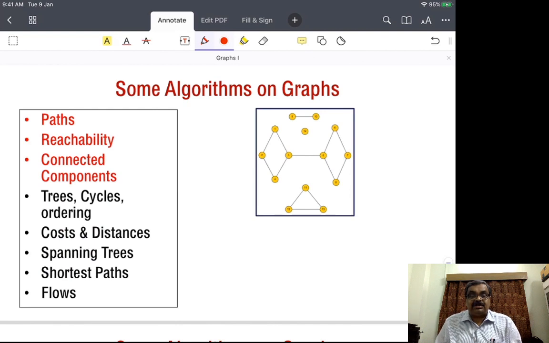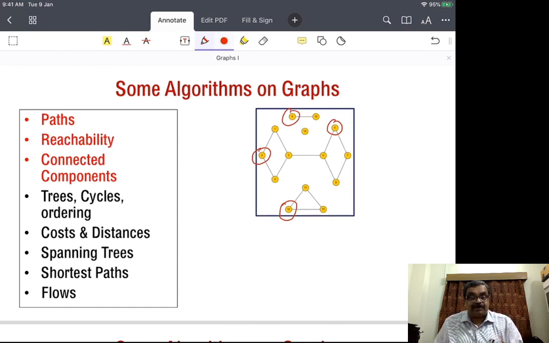Now let us see what are the problems and the algorithms that we shall consider. The first problem that we shall consider is: is there a path from node X to node Y? For example, we may ask, is there a path from this node to this node? And we know that there is a path. On the other hand, we could ask whether there is a path from this node to this node. And we know that there is no path.